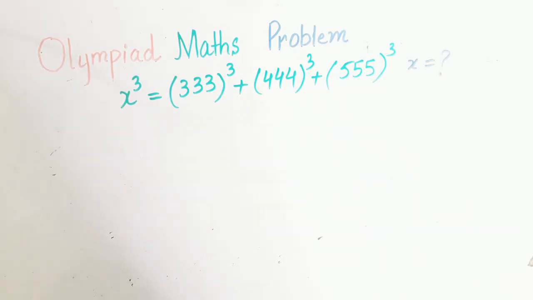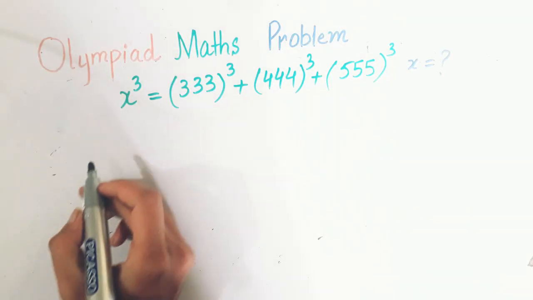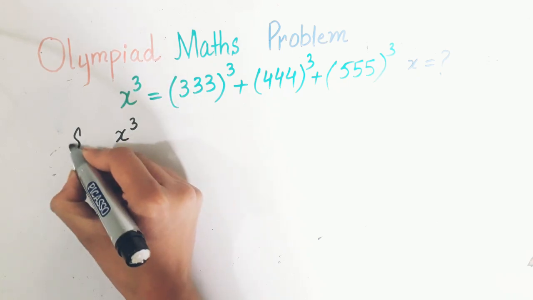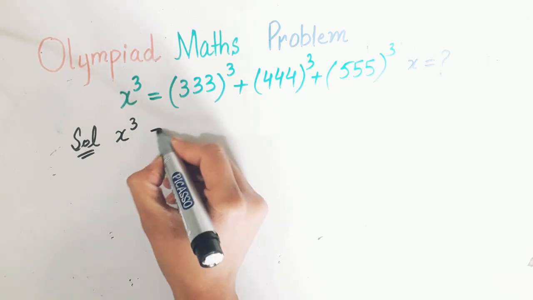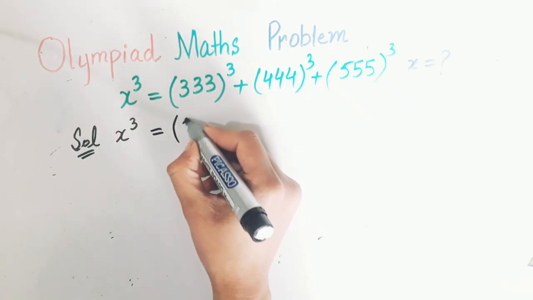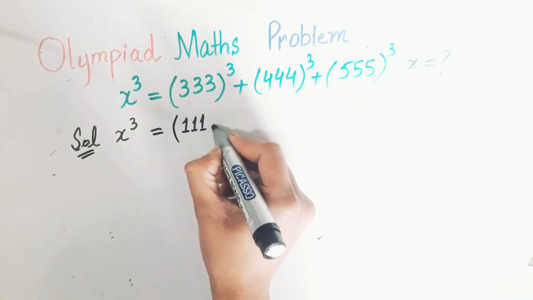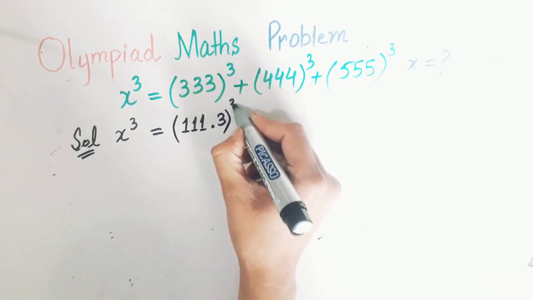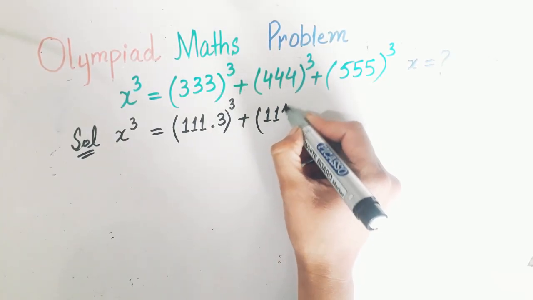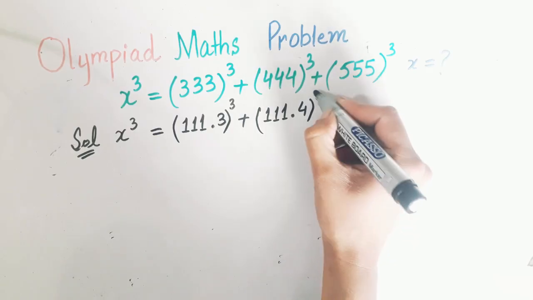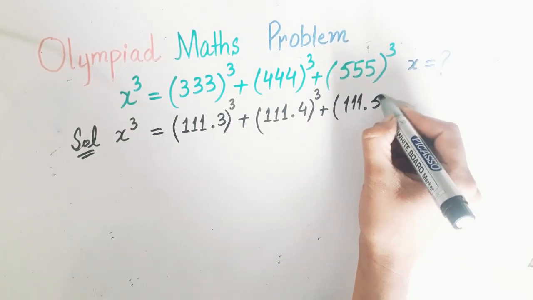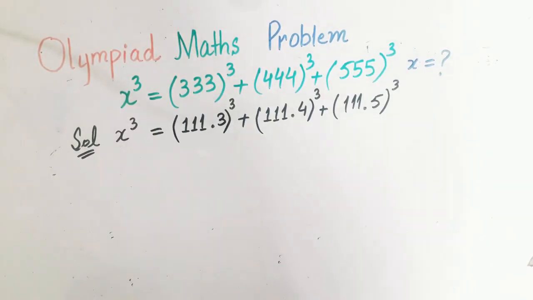So we will start this question as, first of all, we can write this as x cube equals 3 times 3 can be written as 111 multiplied by 3 and whole cube, plus this can be written as 111 multiplied by 4 whole cube, and this can be written as 111 multiplied by 5 cube.